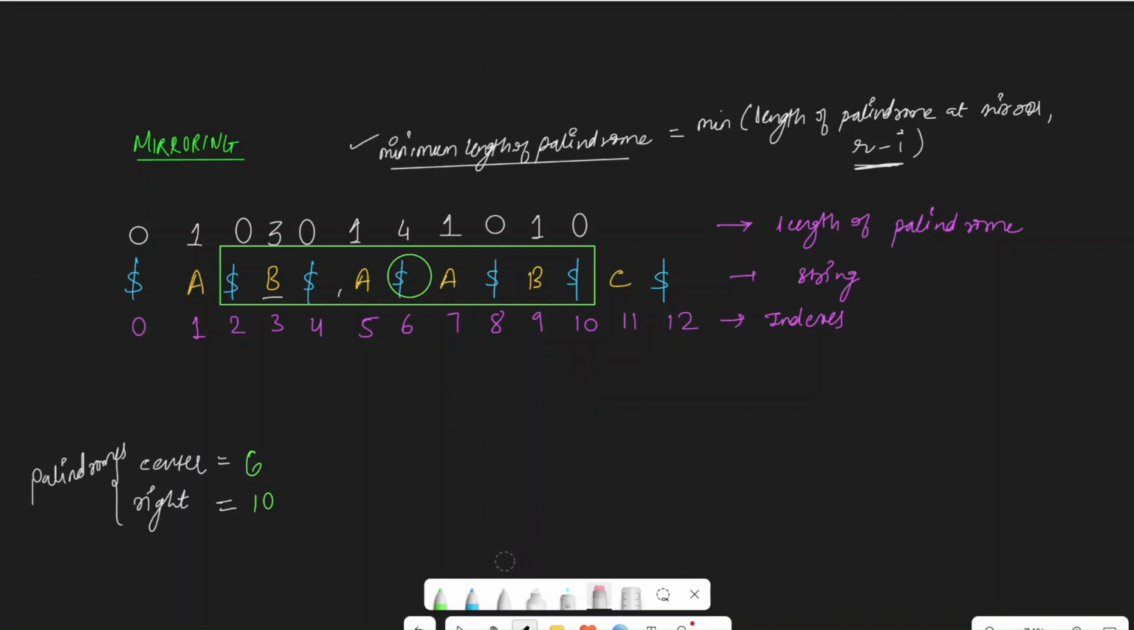Now we move to this location. This is our I. Again we check whether our I is less than right.